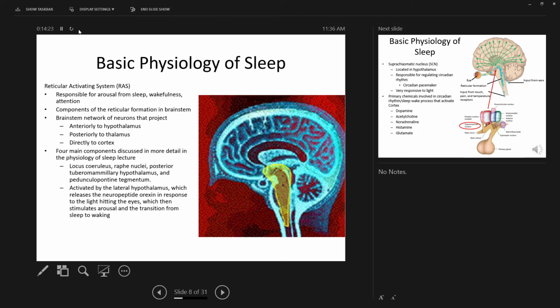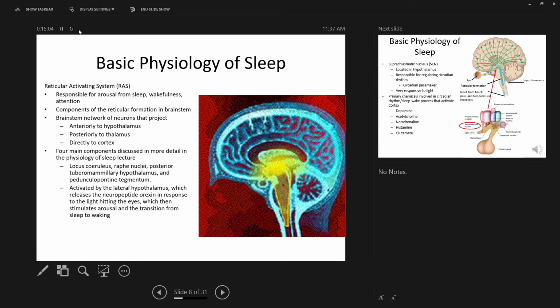Okay, so moving on, just adding a little bit of the basics of physiology. An important part of the sleep-wake cycle is the RAS, the reticular activating system. This system is what's responsible for arousal from sleep, wakefulness, and attention. It is a component of the reticular formation in the brainstem. It contains neurons that produce a network that projects anteriorly to the hypothalamus, posteriorly to the thalamus, and directly to the cortex.